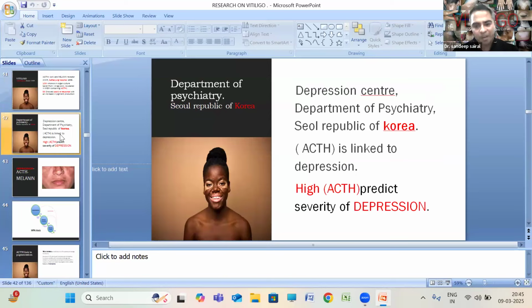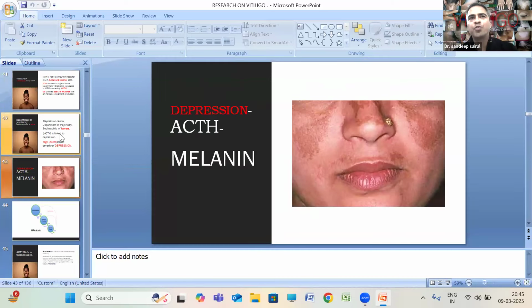I know everyone has seen cases of melasma. If we probe the patients who have melasma, they will reveal that either they have depression or they had depression, present or past. What happens in depression? You require cortisol. For that, you require ACTH. So in depression, you require a lot of cortisol, that requires a lot of ACTH. So ACTH increases in depression.